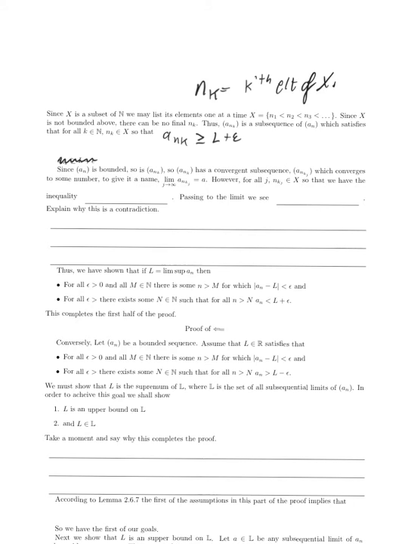Well, for every j, n sub k sub j is in X, so I have the inequality A sub n sub k sub j is bigger than or equal to L plus epsilon. Right, if something is true for every n sub k, then that same thing is going to be true for every n sub k sub j. Passing to the limit, I see that A is bigger or equal to L plus epsilon, which is bigger than L.